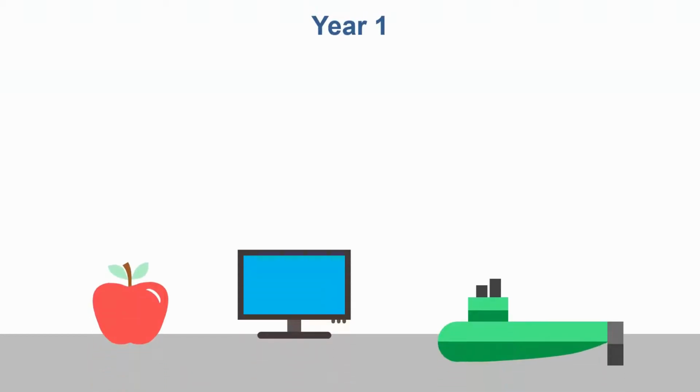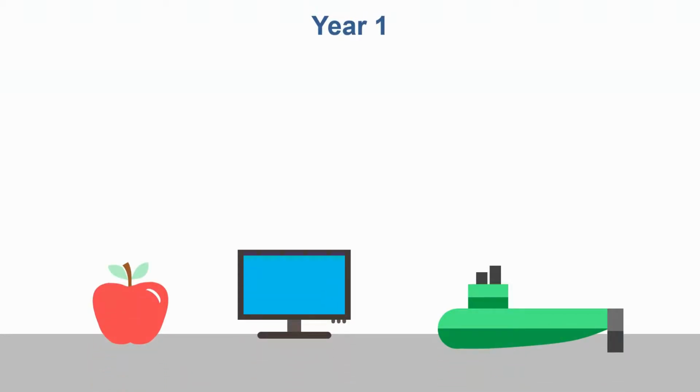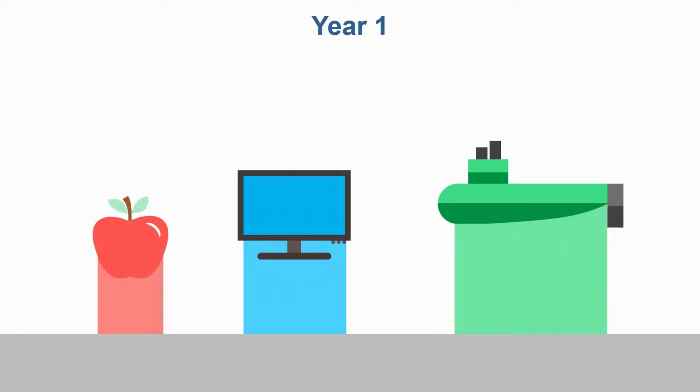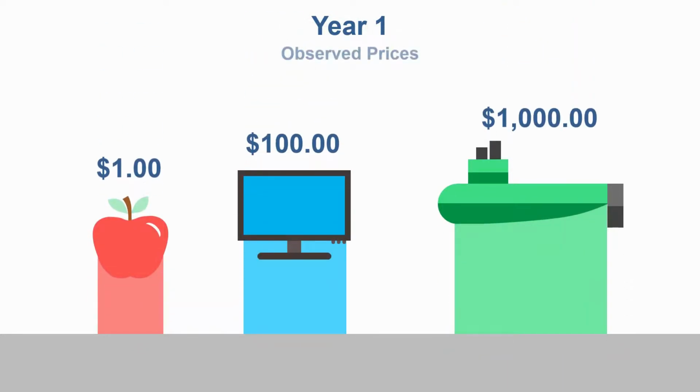Now, let's go over a simplified example of the role that real price change plays in price changes over time. Let's take our three favorite goods in the market: apples, computers, and submarines. At the end of year one, each product has an actual observable price. To keep it simple, let's say an apple costs $1, a computer costs $100, and, well, an inexpensive submarine costs $1,000.